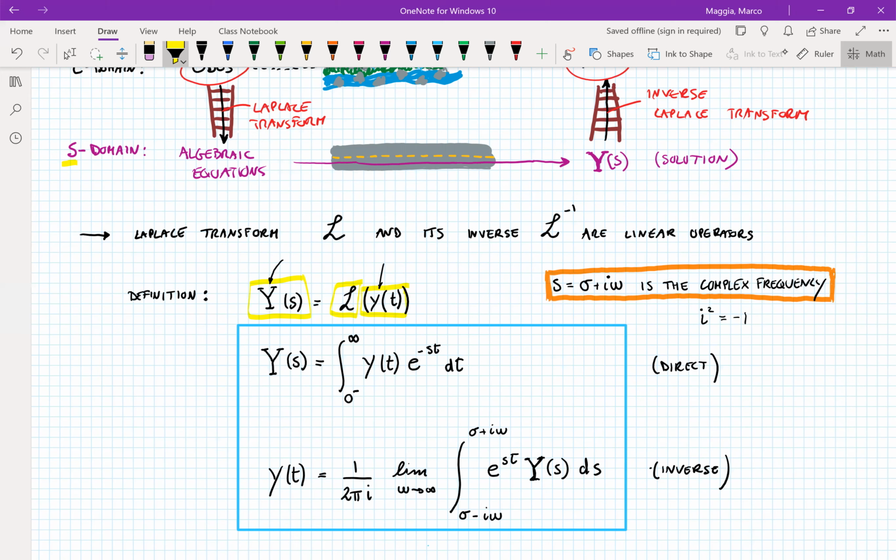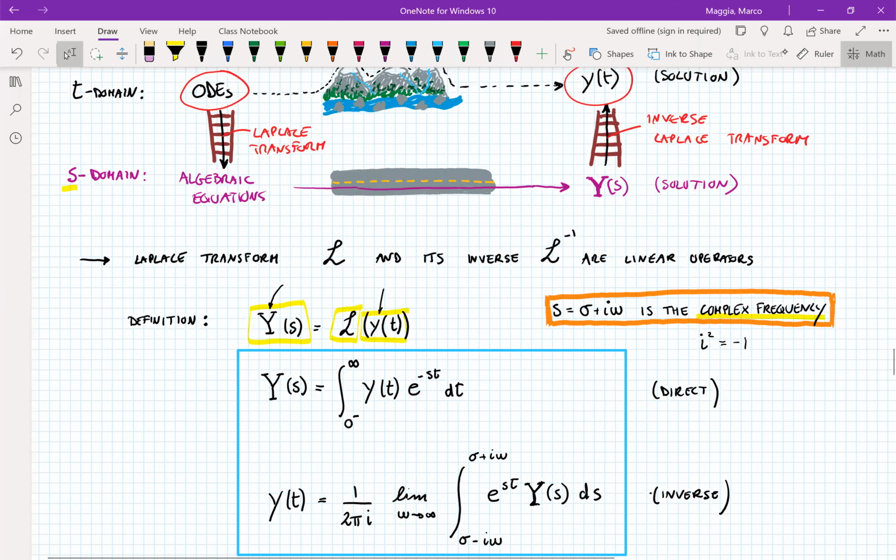Okay, so as I said earlier, S is also known as complex frequency, so it's a complex number. That's the complication, if you wish, because we start from the time domain and time is a real number, and we switch to the S domain where S now is a complex number. That's why I told you to review complex numbers, because we're going to do all our operations in the complex field.